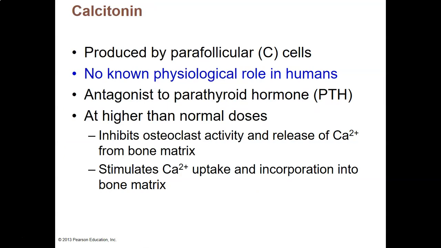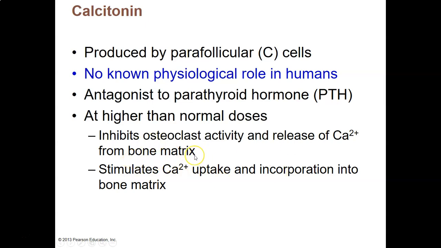Calcitonin. If you look in the book, you'll see that calcitonin is an endocrine cell type in the thyroid gland that produces a hormone called calcitonin. The parafollicular cells in your thyroid gland produce calcitonin, which causes bones to deposit more calcium phosphate hydroxyapatite into the extracellular matrix of bone.